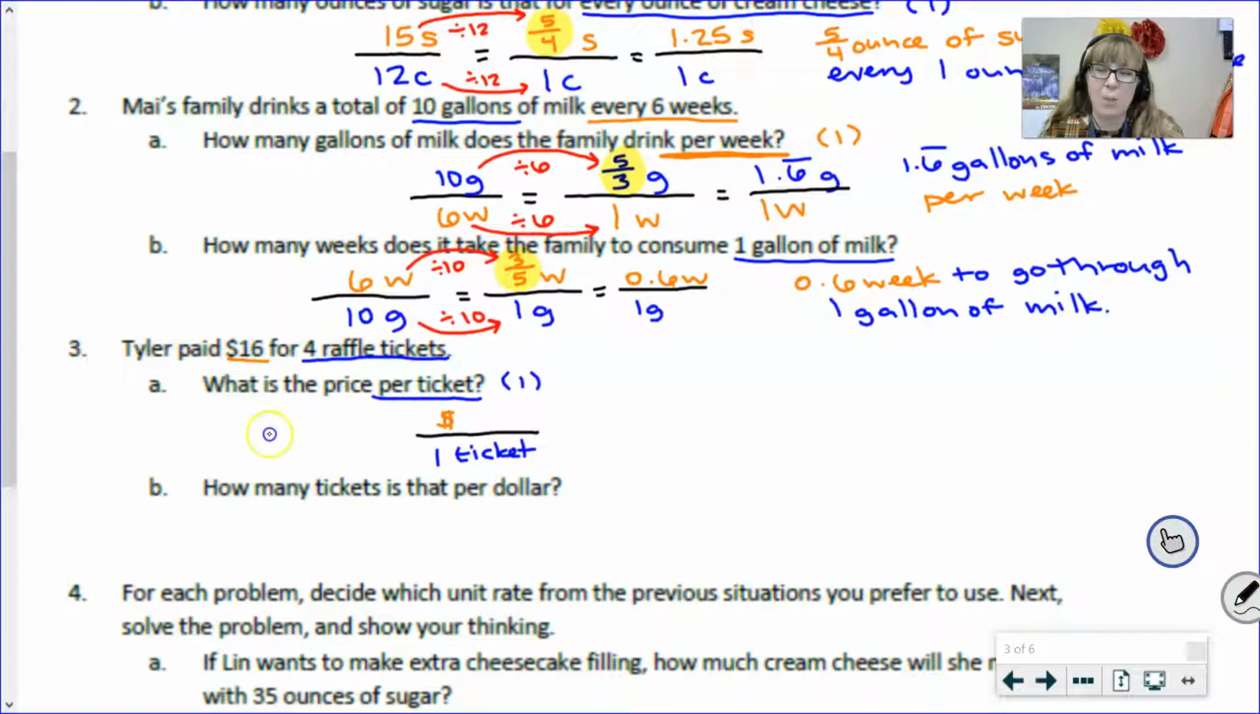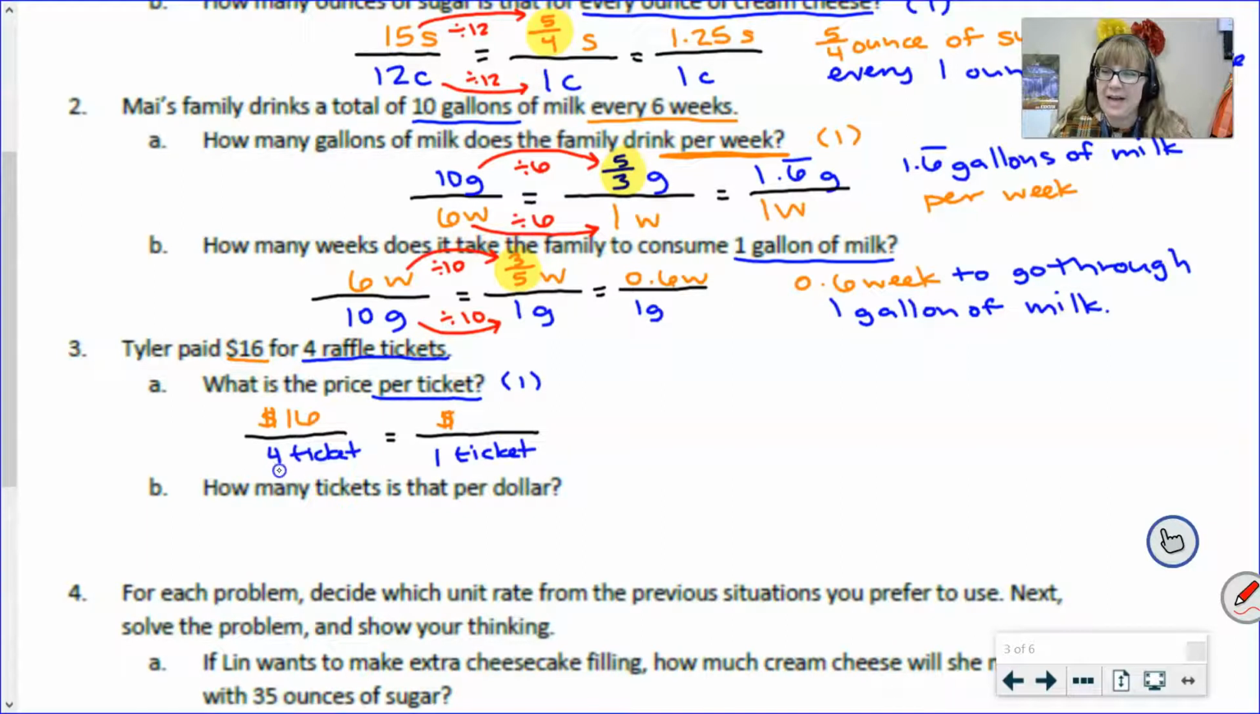And so now I can go back to the original problem, to the information that's given, and when I set this up, I know that I'm going to set it up so that dollars is on the top and the raffle tickets is on the bottom. So $16 on the top and 4 tickets on the bottom. And setting up the problem is really the hardest part. The rest of it is so easy because it's just equivalent ratios.